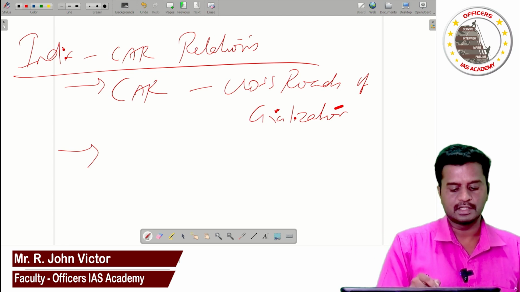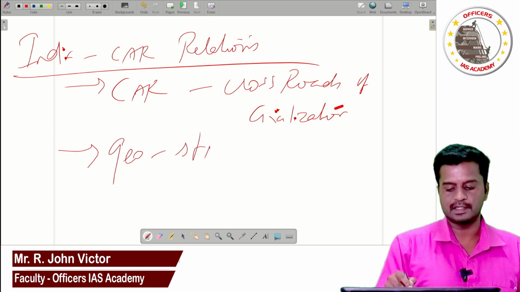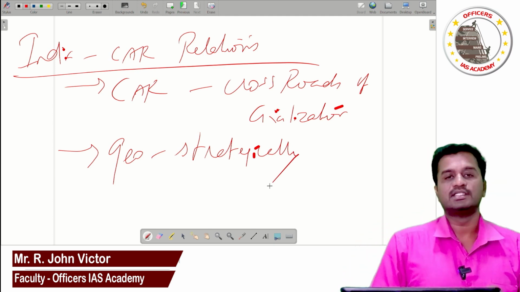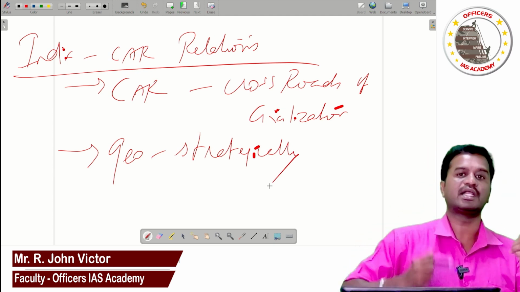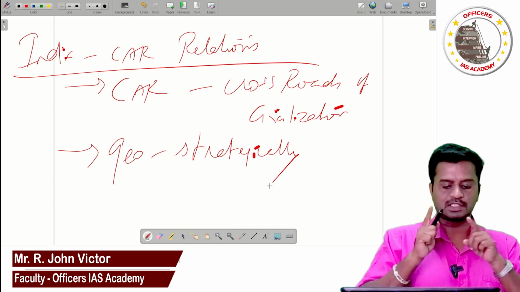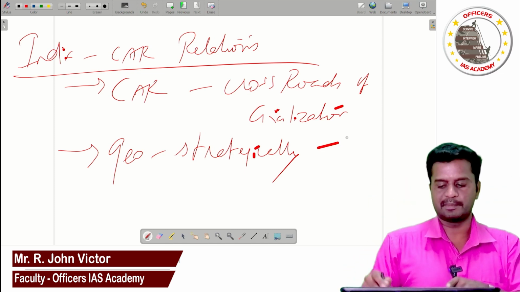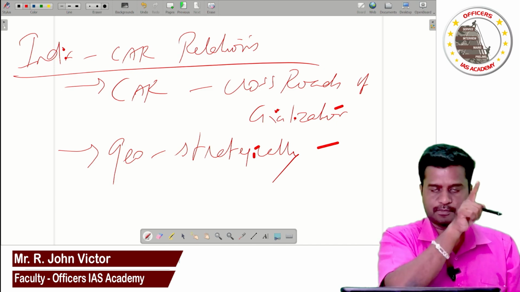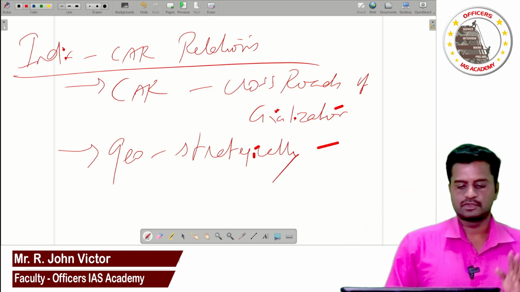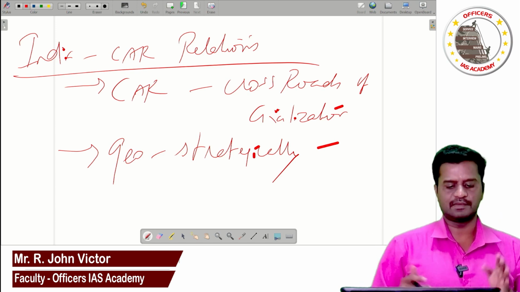Then briefly highlight the location of CAR. CARs are located geostrategically. Okay, the location of the region, Central Asia itself, provides some advantages to this region which can be used for long-term benefits. This concept is called geostrategic. So mention it briefly. I am writing in the form of points. You can write in the form of a paragraph. Okay. So I am discussing in the form of an answer key.